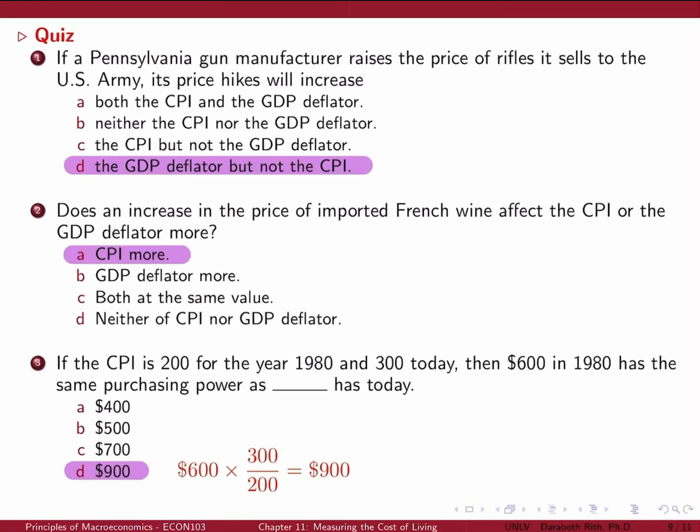Question number 3. If the CPI is 200 for the year 1980 and 300 today, then $600 in 1980 has the same purchasing power as what today? To find this, use the formula for defining the dollar value across different times. Multiply the dollar value of 1980, $600, by the CPI of today, 300, and divide by the CPI of 1980, 200. This yields $900. Therefore, the correct answer is D.